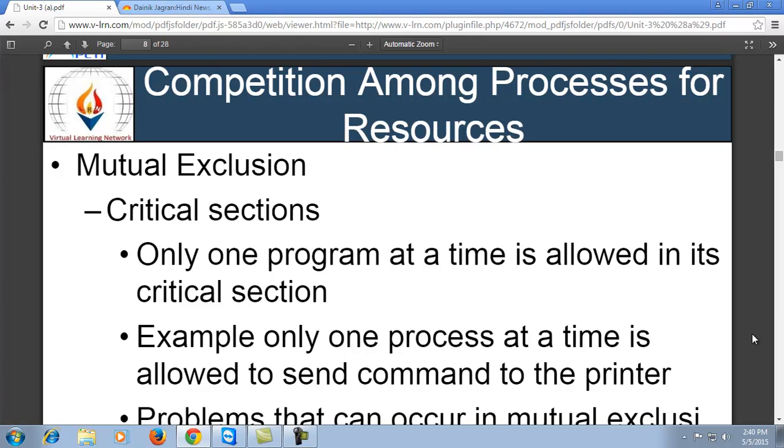In the critical section problem, we have a number of processes which are waiting for a particular resource and are in a continuous waiting state. So only one program at a time is allowed in its critical section. The next one is an example: only one process at a time is allowed to send a command to the printer. These kinds of problems come inside concurrency control or mutual exclusion, when we have a single printer and n number of computers for sending the command.